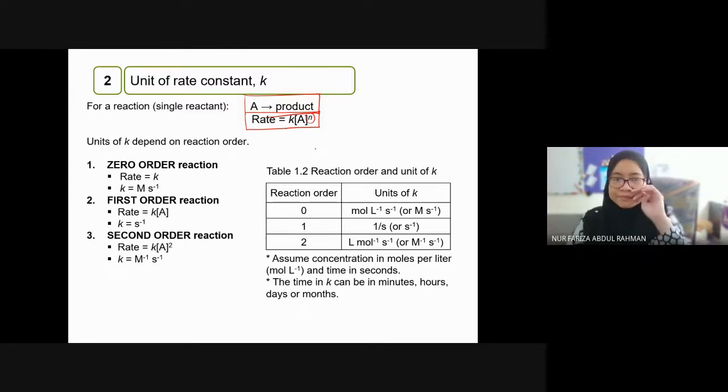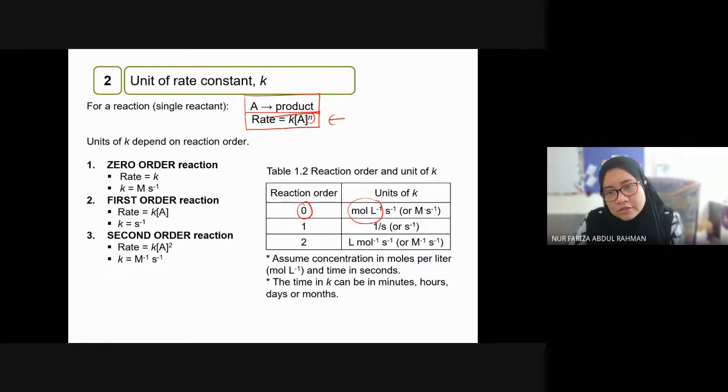Macam biasalah yang ini kita tahu. What if n is equal to 0? What would be the unit for the rate constant? Macam biasa, paling cepat would be for you to memorize the unit of the rate constant. So if it's zero order, it should be mol L^-1, the unit of concentration, divided by time. Time can be minute, second, hours, days, as long as it describes the time.